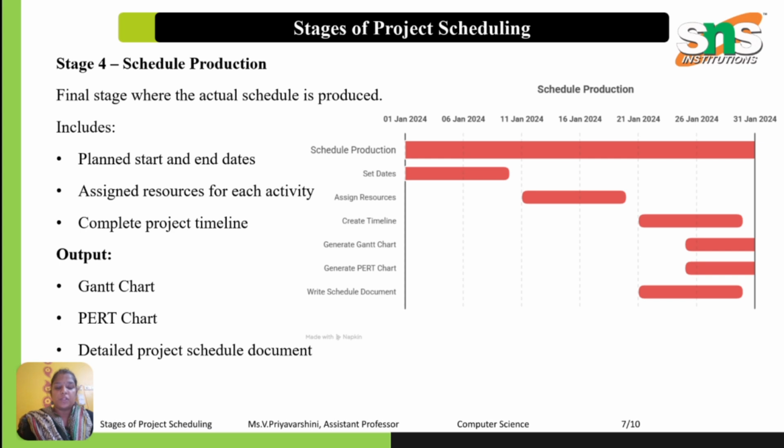Benefits of schedule production: better monitoring, managers can easily track progress. Better communication, every team member knows their responsibilities. Easier control: if a task is delayed, corrective action can be taken immediately. Improved productivity, resources are utilized efficiently. Thus schedule production transforms planning into a practical and executable timeline.